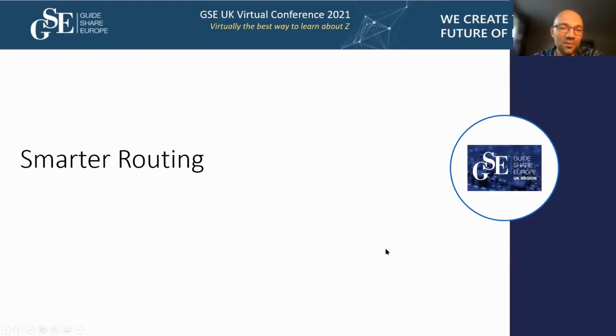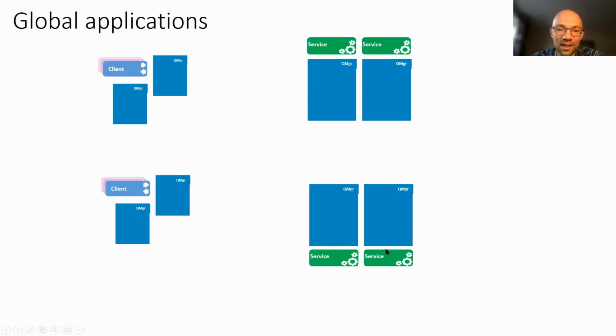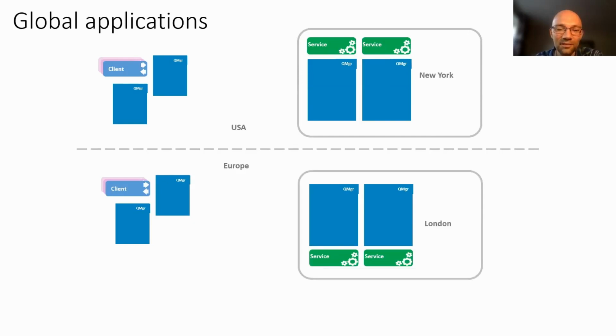So those were fairly simple ways of using the workload balancing characteristics of the cluster. You can do things that are a little bit smarter as well and more complicated. So let's have a look at a couple of examples of that. Let's consider this situation where you have two sites, say one in the USA and one in Europe, and you have a client and a service running on each of those. And you're using clusters, of course, and you've got a service site running in New York and one in London.